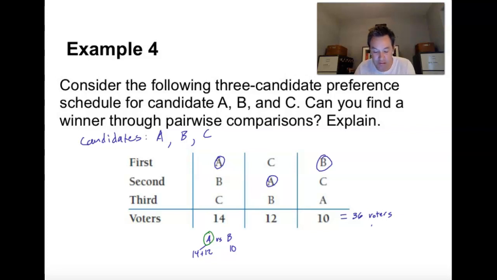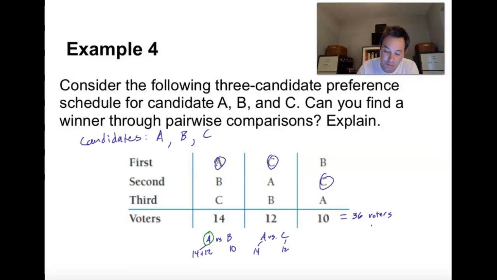All right, now let's look at another head-to-head. We could look at A versus C. We go back to each column and do the same thing. Whoever's ranked the highest wins all the votes. So A versus C: in the first column, A wins, gets the 14 votes. Second column, C wins, gets 12 votes. Third column, C wins, gets 10 votes. So in this head-to-head, C beats A.